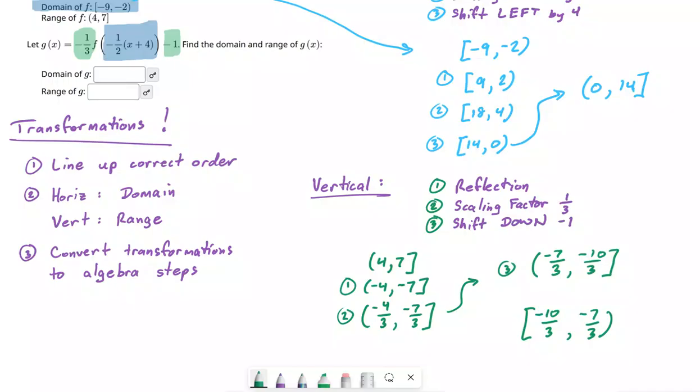So that's how you handle domain and range. Same idea with PEMDAS, and order of transformations. You just have to turn them into mathematical terms and then work on this interval as if it were a number being transformed.